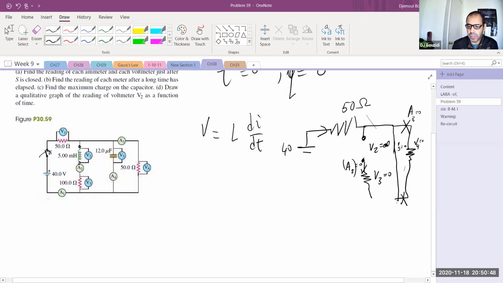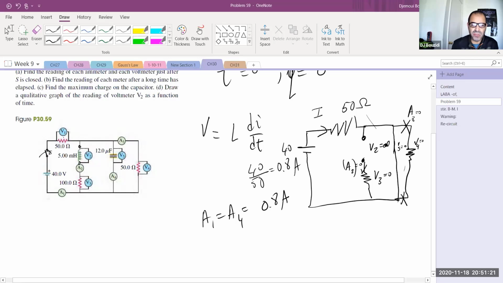So the current now is going to come from the other end and basically close the circuit. Whatever current I is going to encounter only a resistor of 50 ohms and come straight through back to the battery. So the current here is going to be 40 over 50, or 4 over 5, which is 0.8 amps. So A1 and A4 will both read 0.8 amps.